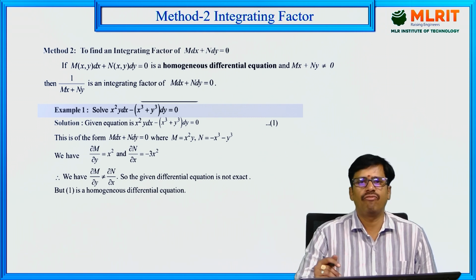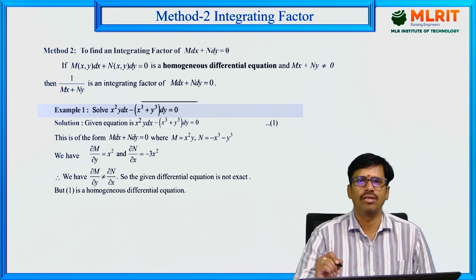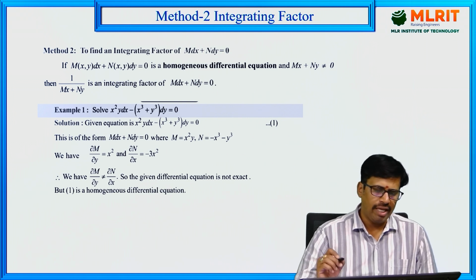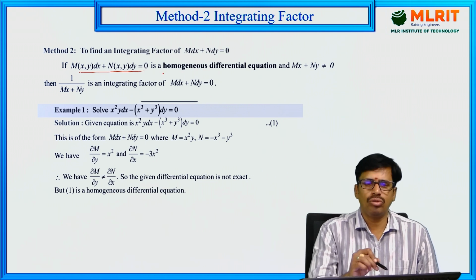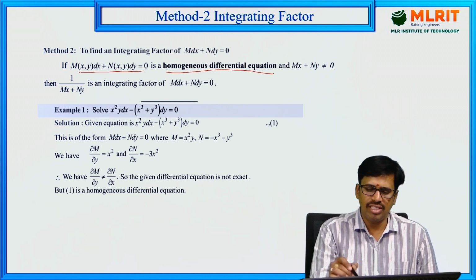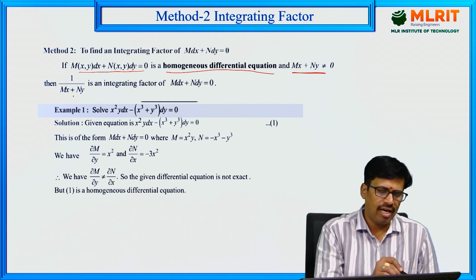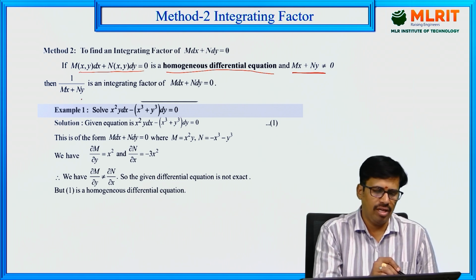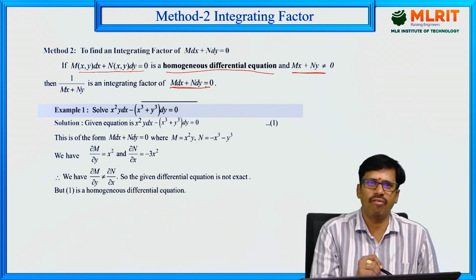Now let us see the second method to find the integrating factor. How to find this by method 2? What is method 2? If M dx plus N dy equal to 0 is a homogeneous differential equation and Mx plus Ny is not equal to 0, then we say that 1 by (Mx plus Ny) is an integrating factor of M dx plus N dy equal to 0.